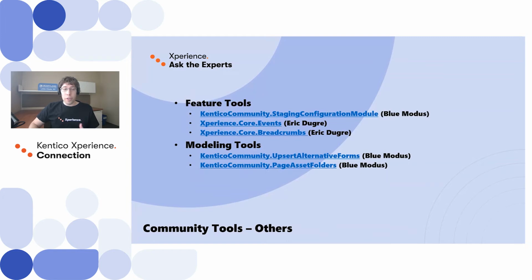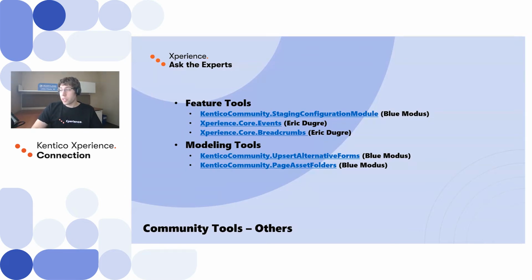And then we also have some other tools worth mentioning. We have a staging configuration module by Blue Modus that allows you to specify which things should automatically push in Kentico staging and which ones should not push in which environments. We have an events and breadcrumbs module by Eric Duggar. Especially the events one's pretty nice. It uses calendar.io, which is a great calendar interface.